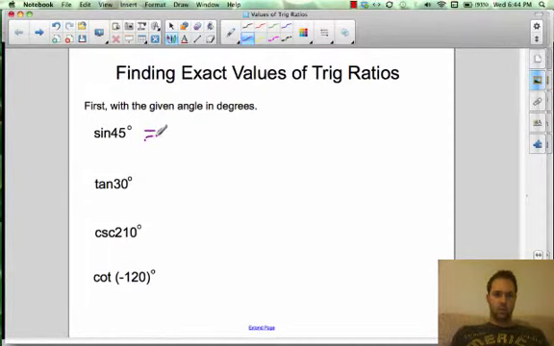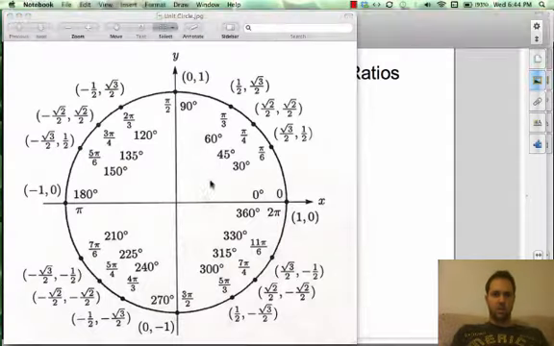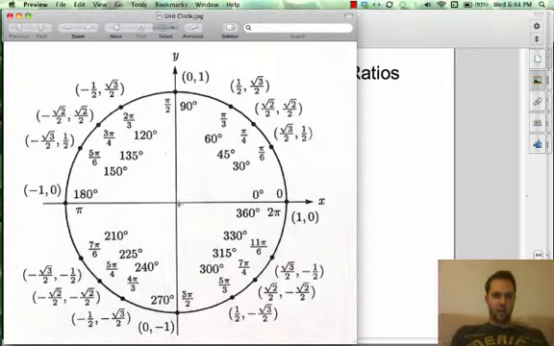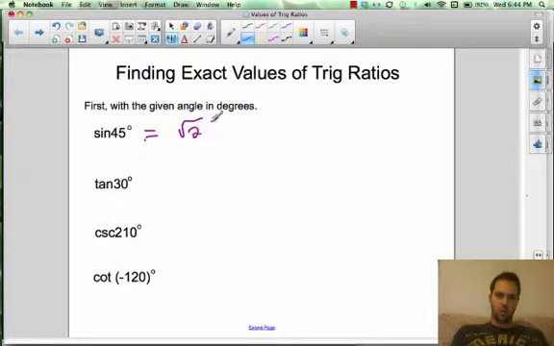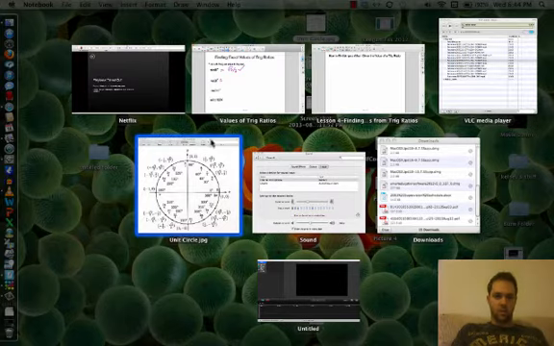Now this is really quick. All we have to do is consult our unit circle, and we find wherever 45 degrees happens to be, this line right here, and we have two values, root 2 over 2 and root 2 over 2. It doesn't matter in this case because they're the same, but when we take the sine of an angle, it gives us the height, or the y value. So in this case the answer is root 2 over 2, and we're done.